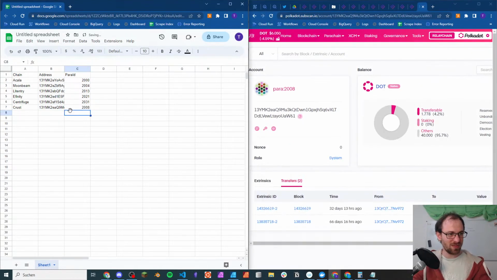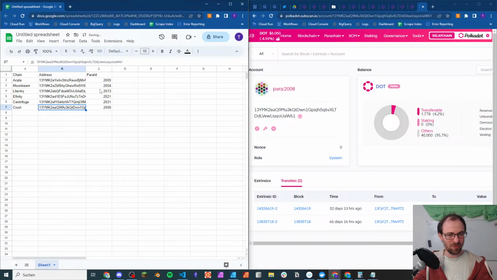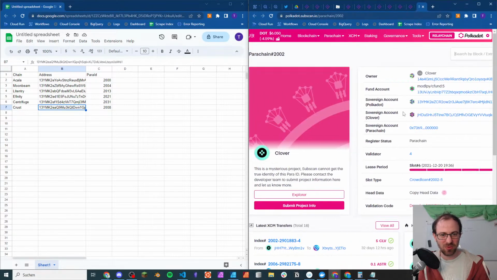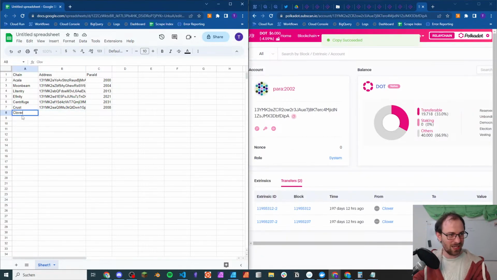And you might notice something very interesting here. All of those parachains begin with a similar address. It's different, but the first few characters are similar. So internally the public key is represented, I think, with a lot of zeros initially, and then sort of the ID. Okay, so this is Clover, and this is 2002, Clover.